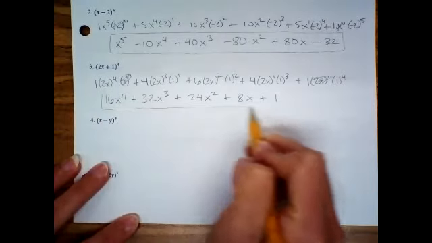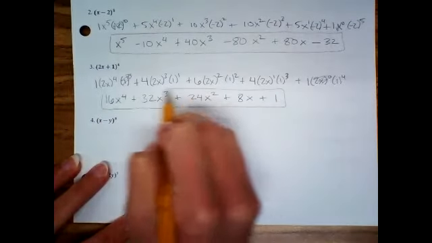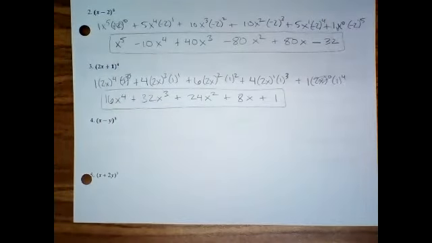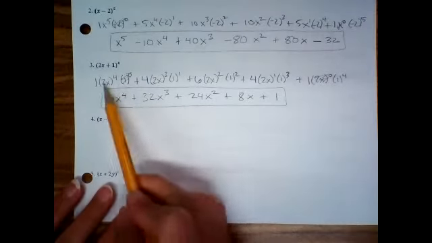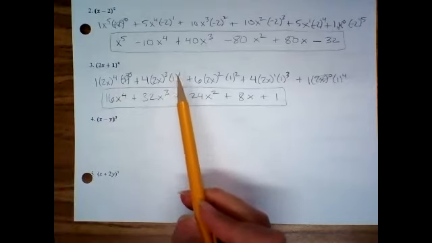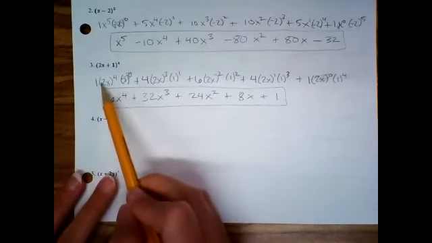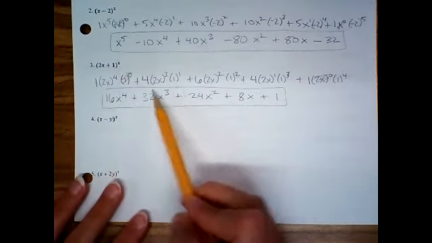All right, I'm going to read out the answer to the third one. You can check it. It should be 16x to the fourth plus 32x to the third plus 24x squared plus 8x plus 1. Yeah, you have to do the power first. So for example, this one, 2 to the fourth is 16. That's where that came from.